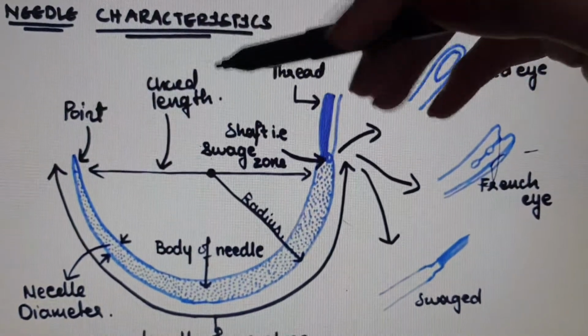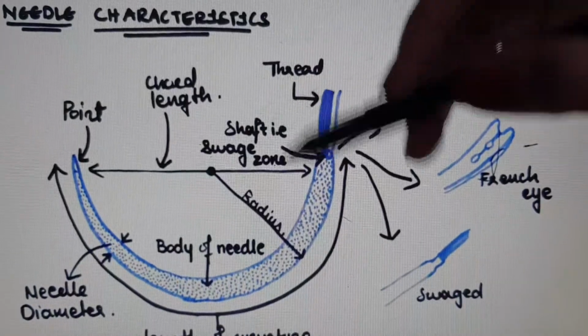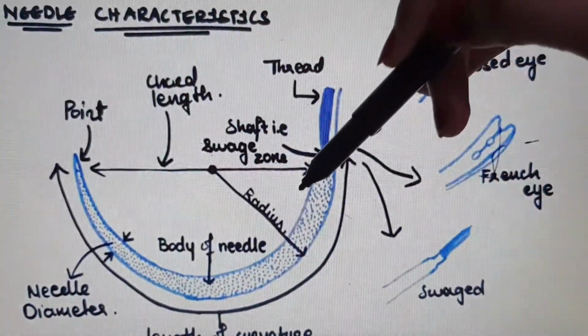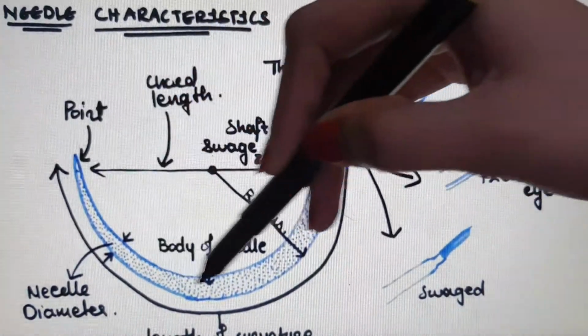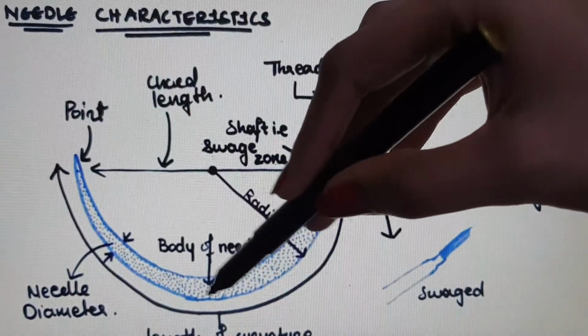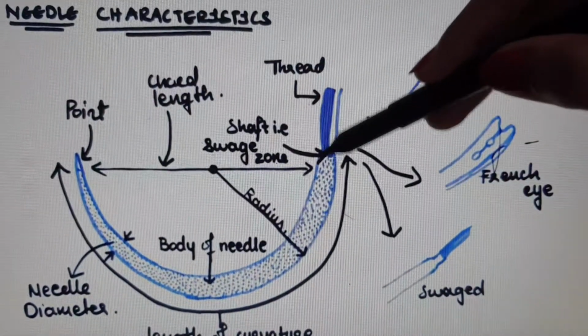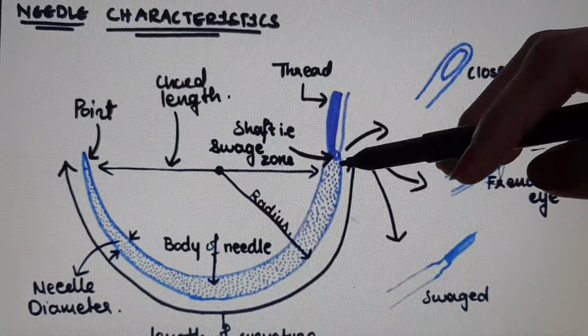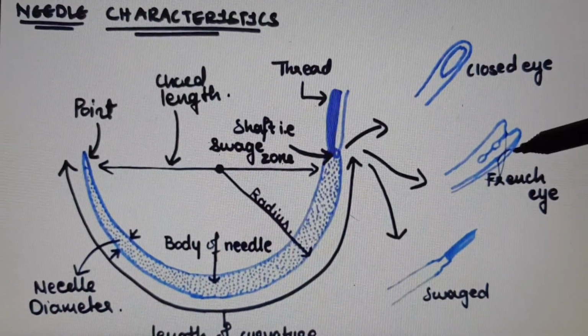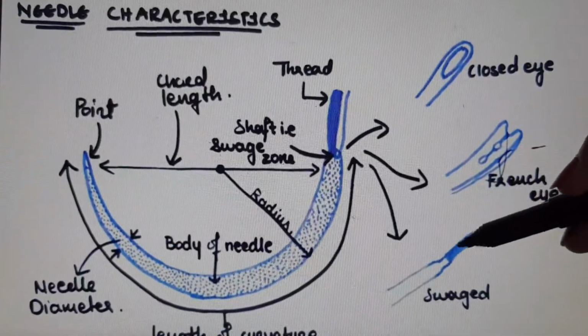Then we come towards the needle characteristics. Now this is a basic diagram for a surgical suture needle anatomy. As you look towards the diagram given over here, this is the point, this is the body of the needle, this is the swag zone where the thread is attached. It can be either closed eye, French eye or swag, or it can be eyeless.